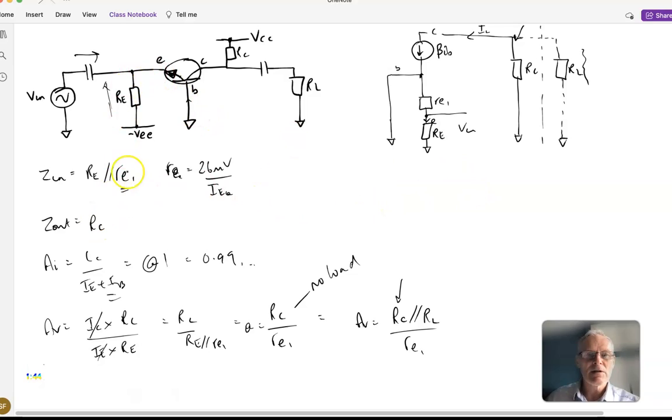So you could do this analysis in a number of ways. We could use a hybrid pi model. We'll get very similar results. And the other thing is we could just take Z-ins and Z-outs and put them in terms of the currents and the voltages. And again, you'll get similar output equations. So I hope that's been useful.